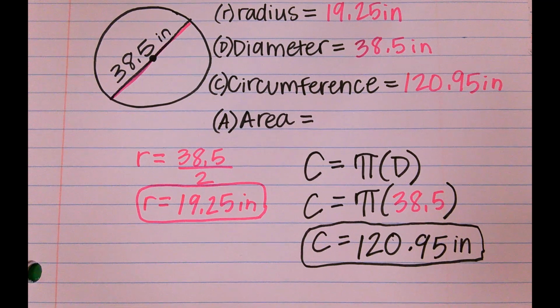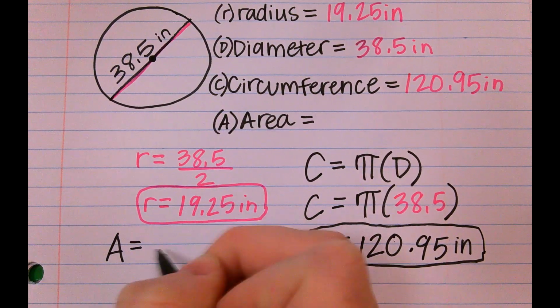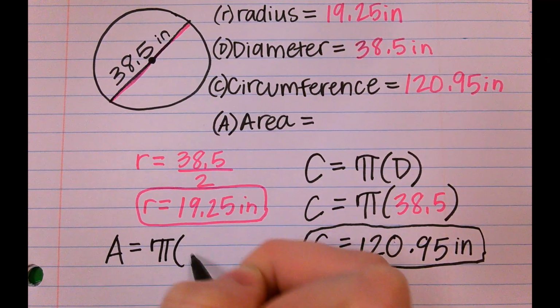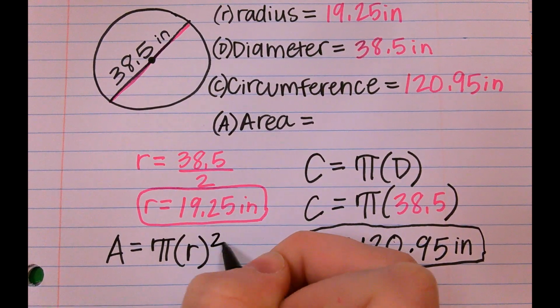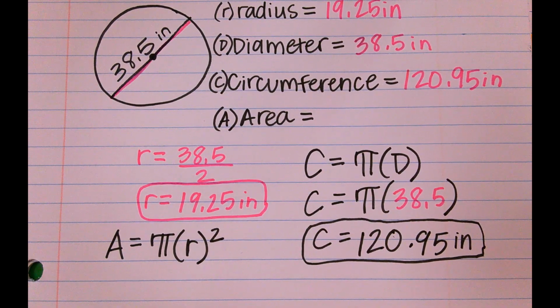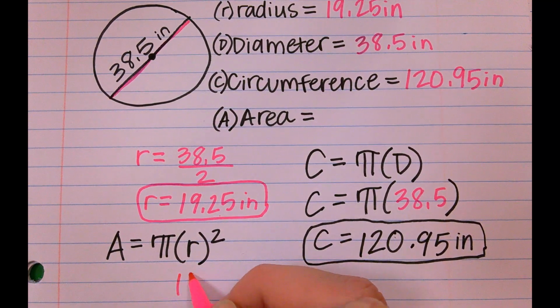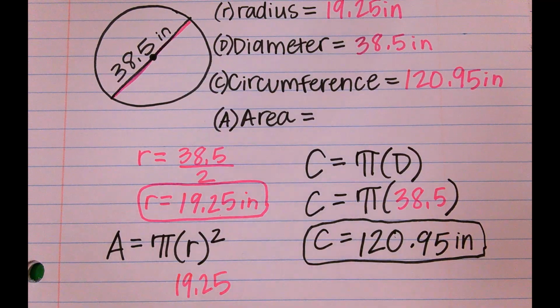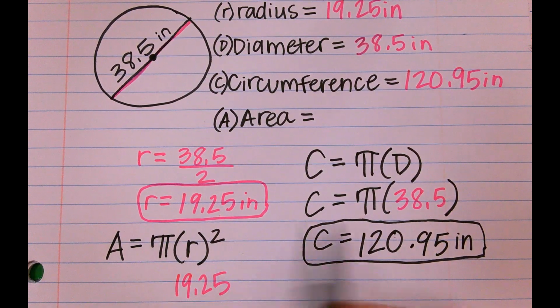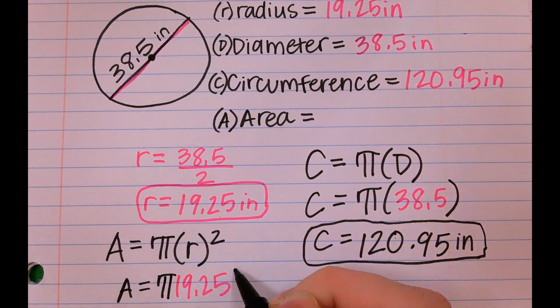And now we just have one last thing to find. My area. What's the area formula? Pi times the radius, which is 19.25. Squared. Don't forget the square. Oh my goodness. Yes. So we will be plugging in the 19.25 for radius. And in our calculator, we'll type it exactly like this.